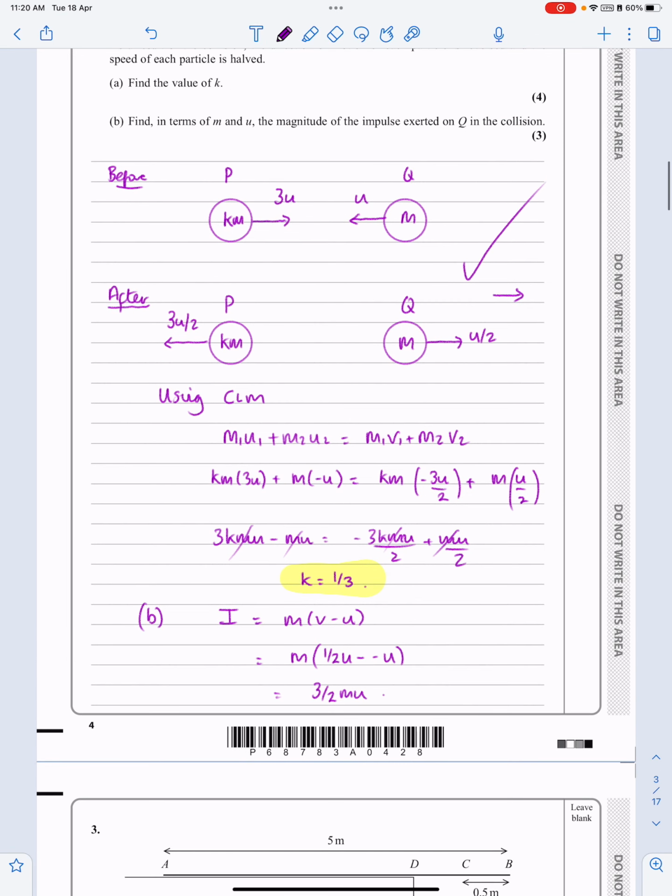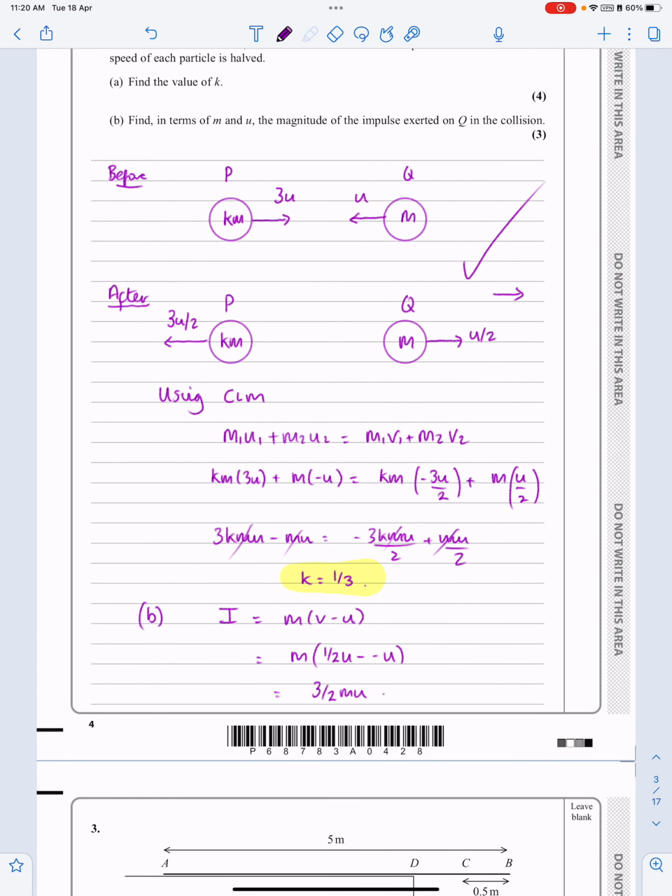You did not need to do it in that way. You could have chosen the other object. You could have chosen this object and taken that way as positive. As long as everything then works out correctly relative to each other, it will still work. Hopefully that makes sense for question number 2.